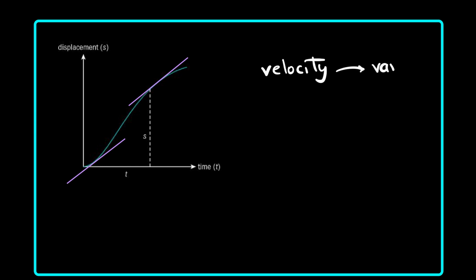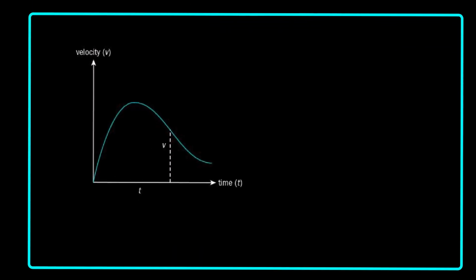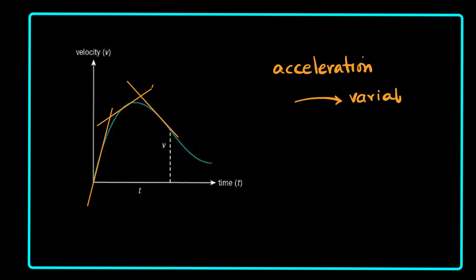The velocity is variable. Similarly, if we talk about a velocity time graph, again, if I draw a tangent over here, the gradient of this tangent is different. The gradient of this tangent is different. The gradient of this tangent is different. That means the acceleration is also changing. The acceleration is a variable.